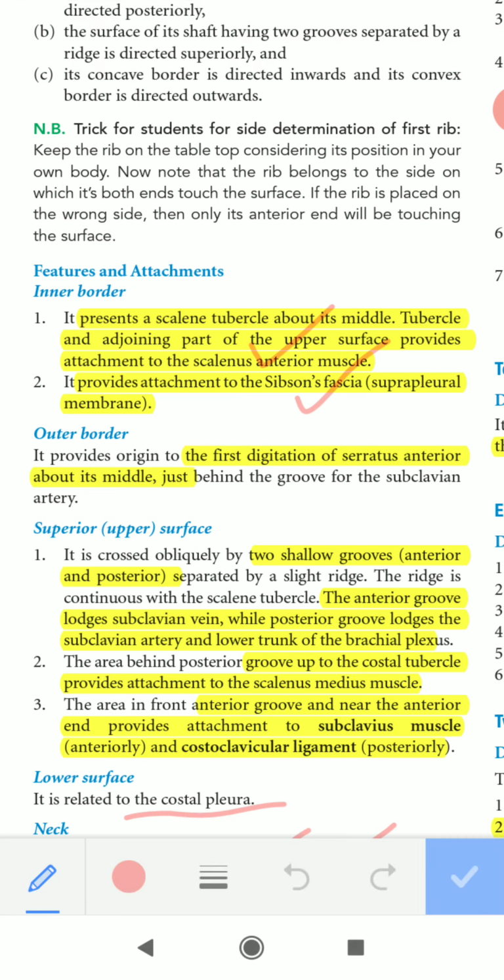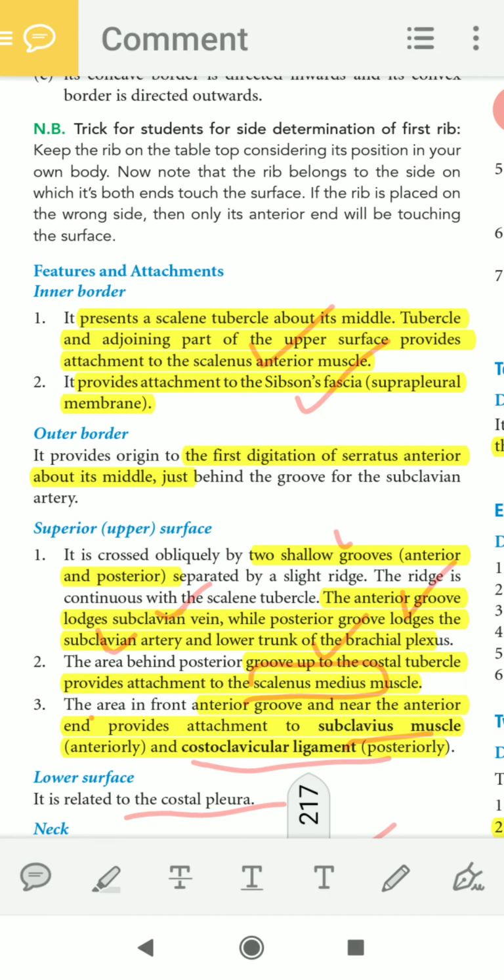The upper surface has two shallow grooves, anterior and posterior. The anterior groove lodges the subclavian vein, but the posterior groove lodges the subclavian artery and lower trunk of the brachial plexus. The area behind the posterior groove up to the costal tubercle provides attachment to the scalenus medius muscle, and in front of the anterior groove and near the anterior end provides attachment to the subclavius muscle and costoclavicular ligament. So let's see it.